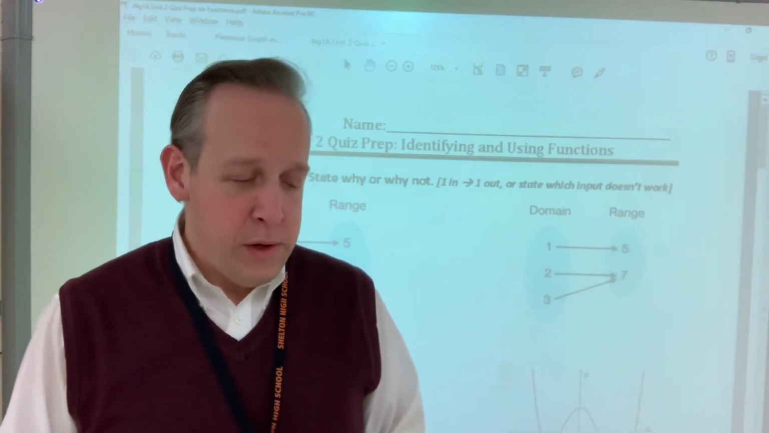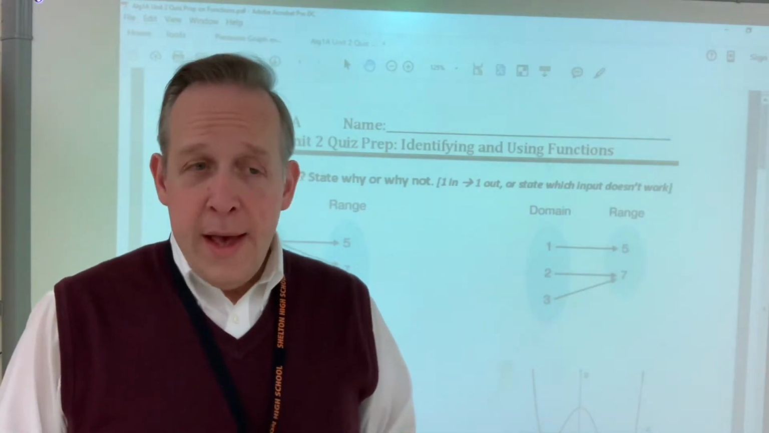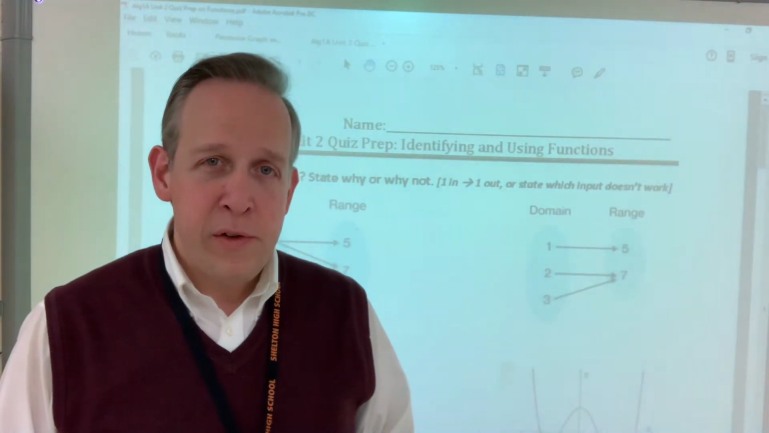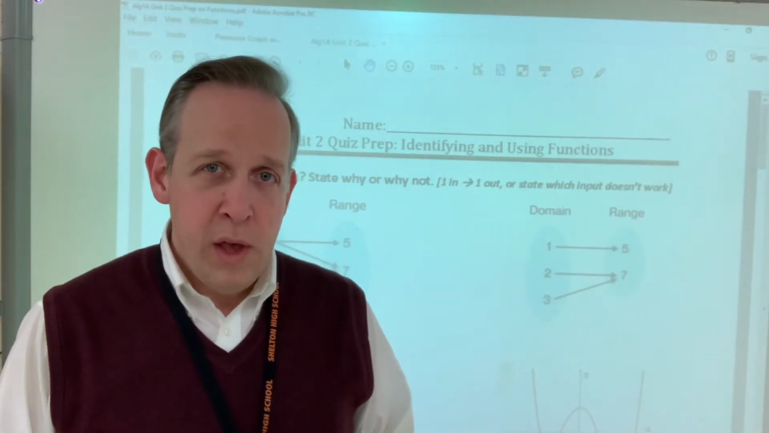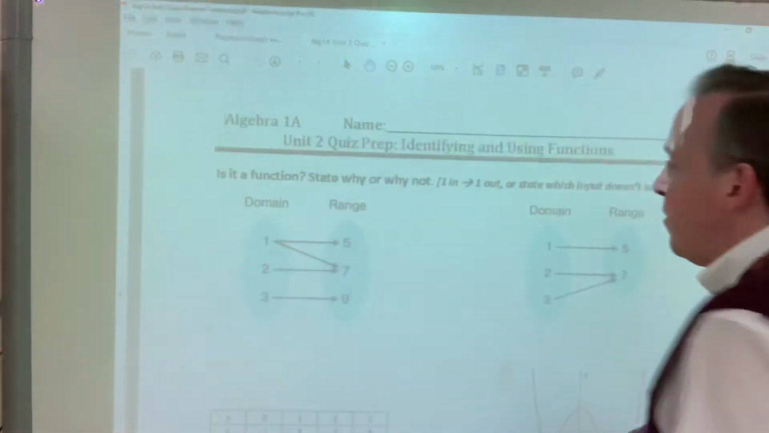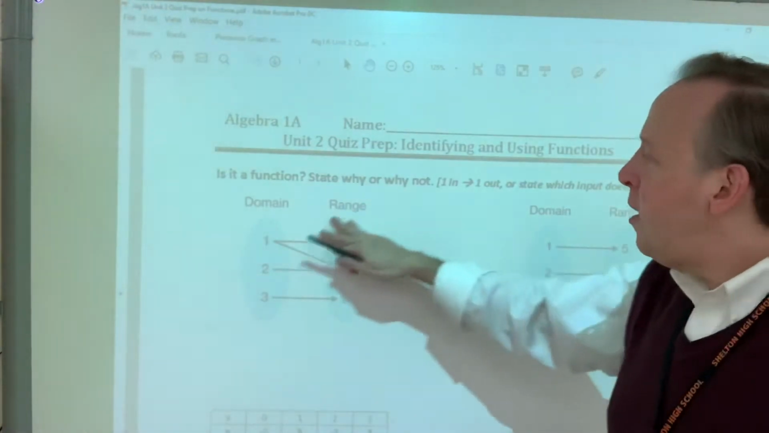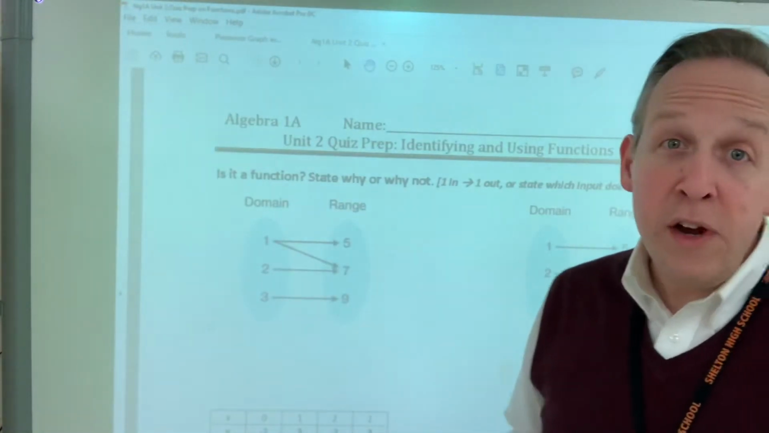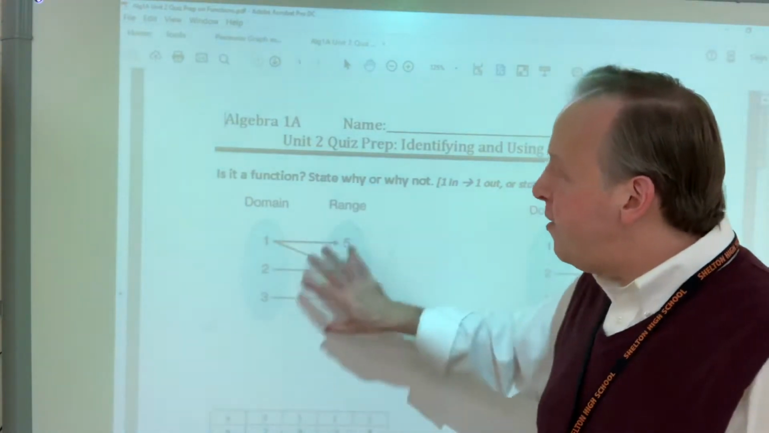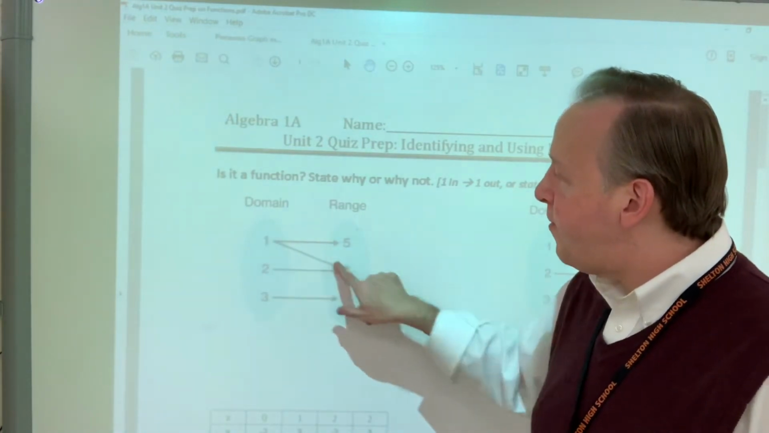Today what we're going to do is go over the first 2 pages of the quiz prep worksheet, and then we'll talk a little bit about yesterday's lesson where we used a piecewise function to find inputs and outputs. So, to begin, the worksheet on the board behind me gave you the first 2 problems as mappings. The question was, is it a function, and if so, tell me why; if not, tell me why not. The first mapping is not a function because an input of 1 has 2 different outputs.